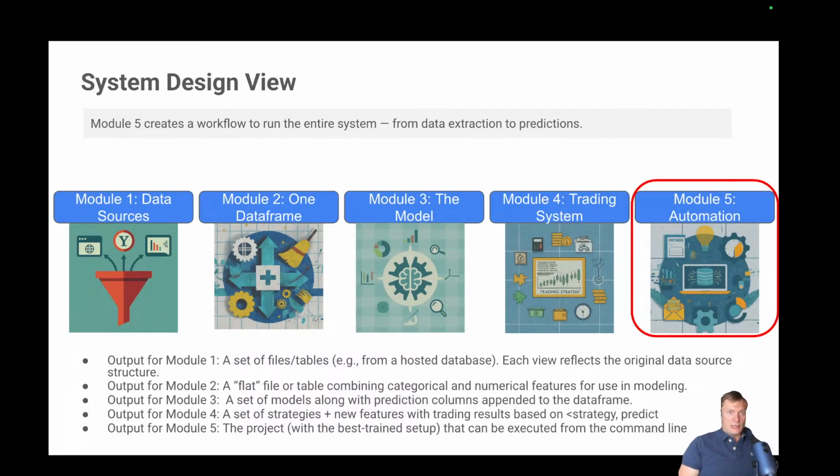So let's begin from the system design view again. This is the 5th time that we see this image, and we started from module 1, where we combine different data sources and discussed which features you might want to get from those data sources, and as a result of that module, there were a set of files or tables that you can generate.